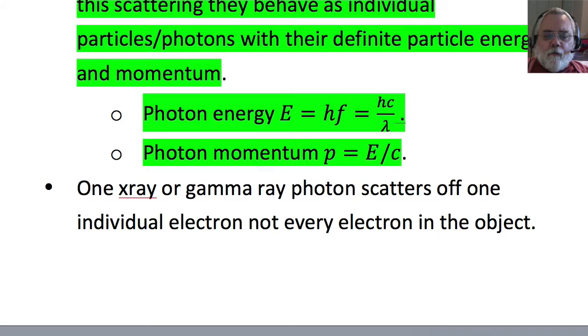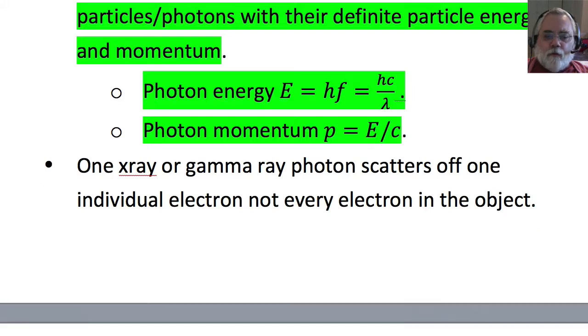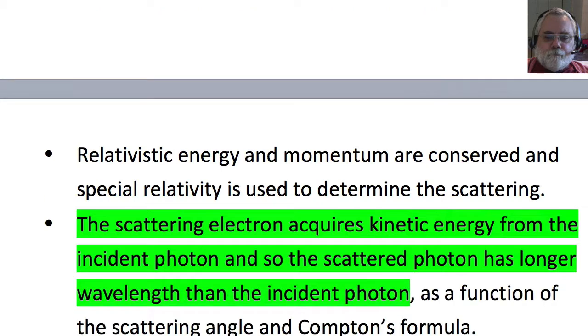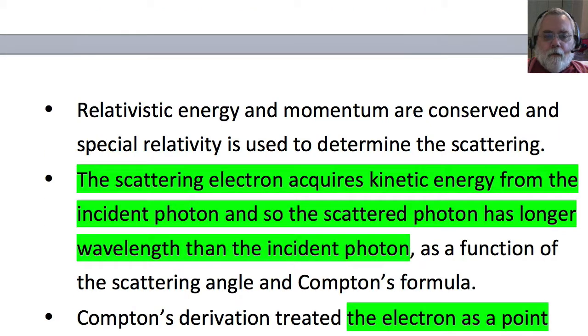One X-ray or gamma ray photon scatters off one individual electron, not every electron in the object. Relativistic energy and momentum are conserved, and special relativity is used to determine the scattering. The scattering electron acquires kinetic energy from the incident photon, and so the scattered photon has longer wavelength than the incident photon as a function of the scattering angle and Compton's formula.